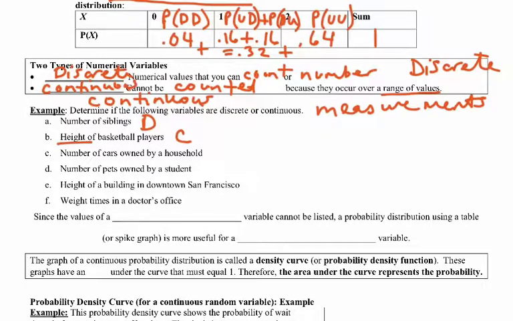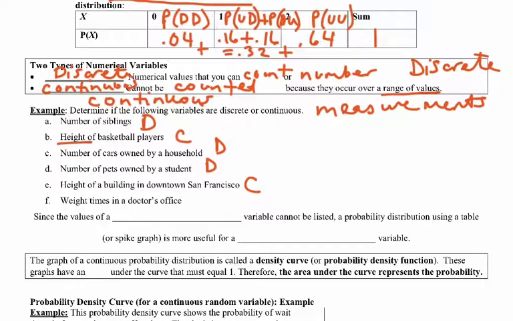Number of cars owned by a household. You can count the number of cars, so that would be discrete. Number of pets owned by a student, that would be discrete. Heights of buildings in downtown San Francisco. Heights, again, can be any range of numbers in between. It's a measurement, so that would be continuous.